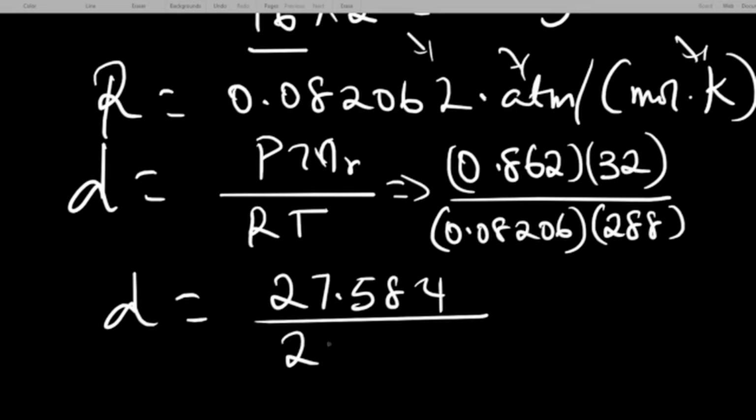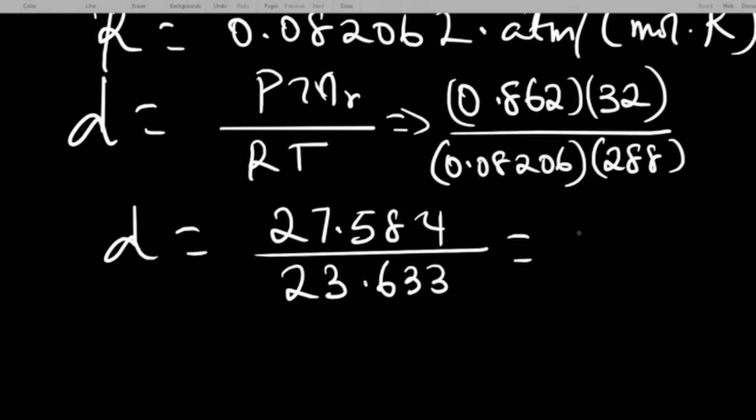We have 23.633. Now when you divide the two of them, let's see, we have 27.584 divided by 23.633. We have 1.17. So the density is equal to 1.17. And what are the units?